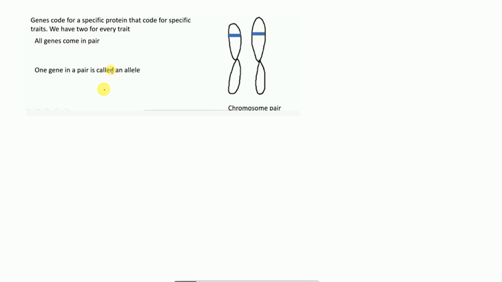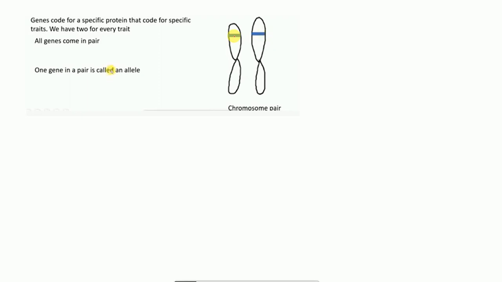Okay, so first the genes code for a specific protein, and that codes for specific traits, and we have two genes for every trait. So basically all genes come in pairs that code for every trait. One gene in a pair is called an allele. For example, we have this gene and this gene.